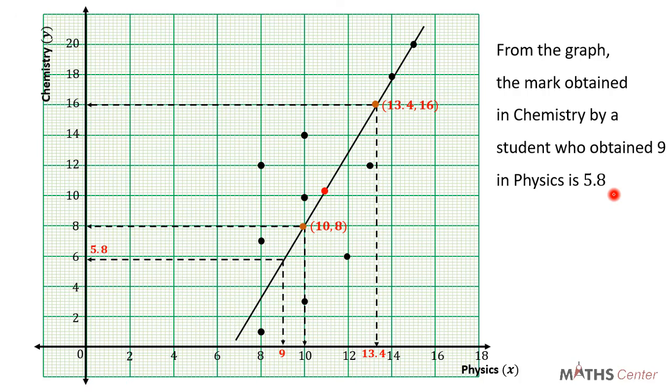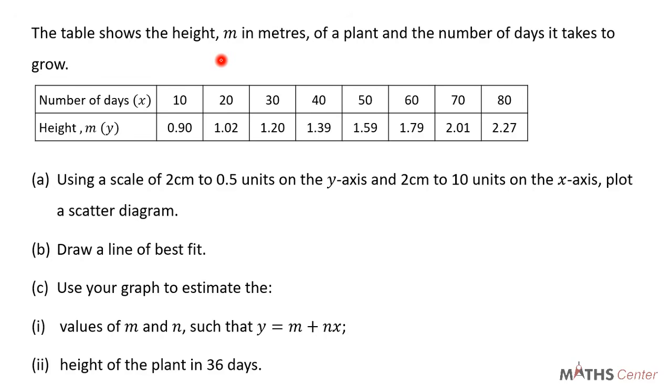Let's consider another question where you have to draw the line of best fit by inspection. The table shows the height m in meters of a plant and the number of days it takes to grow. So we have the number of days here and we have the height here. Here the question has given us a scale. In the previous one, we were not given a scale. Here the question has given us a scale. If the question gives you a scale, you have to use the scale given to you.